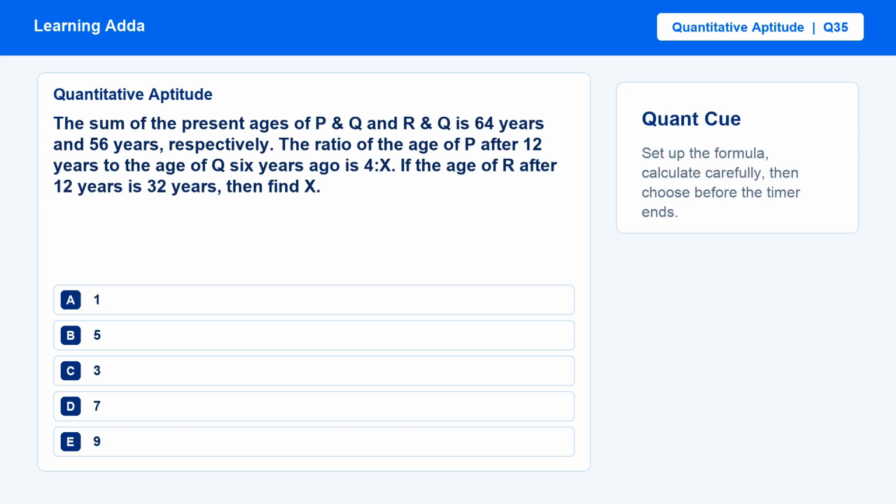Question 35. The sum of the present ages of P and Q, and R and Q, is 64 years and 56 years, respectively. The ratio of the age of P after 12 years to the age of Q 6 years ago is 4:X. If the age of R after 12 years is 32 years, then find X. Option A, 1. Option B, 5. Option C, 3. Option D, 7. Option E, 9. The timer starts now.